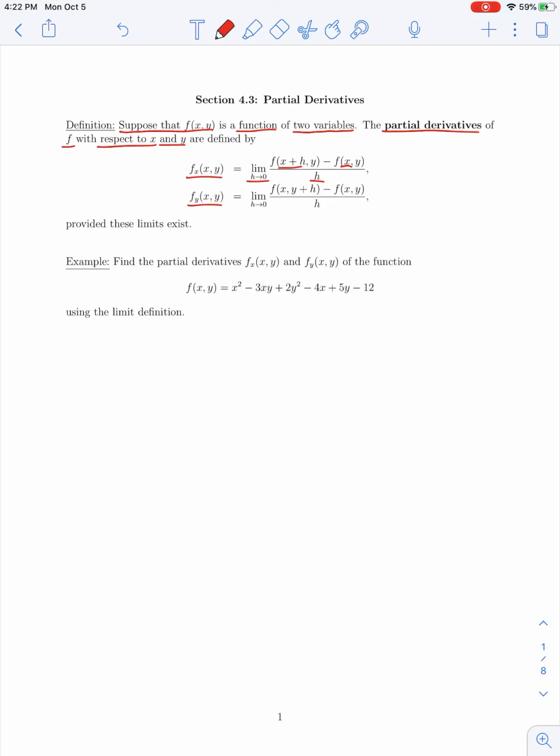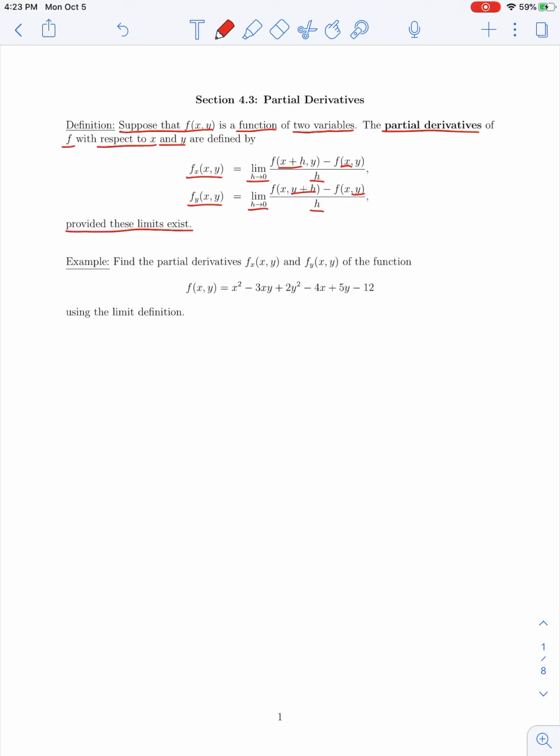And the partial derivative of f with respect to y is defined similarly as the limit as h approaches 0 of f of x, y plus h minus f of xy all over h. So this will be our definition of partial derivatives of f with respect to x and y, provided that these limiting values exist.